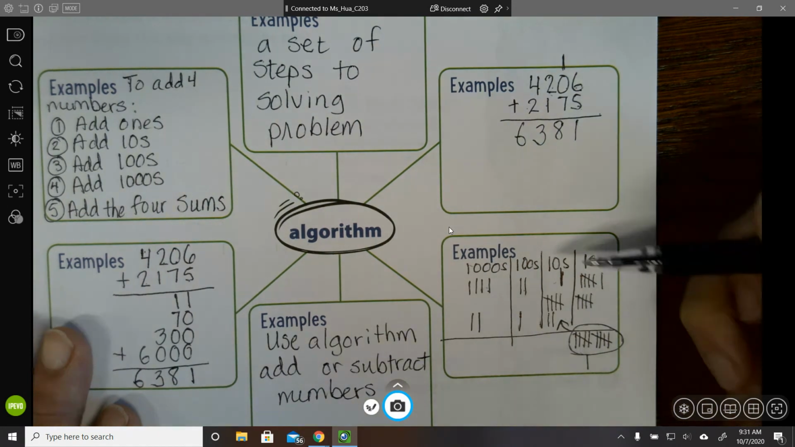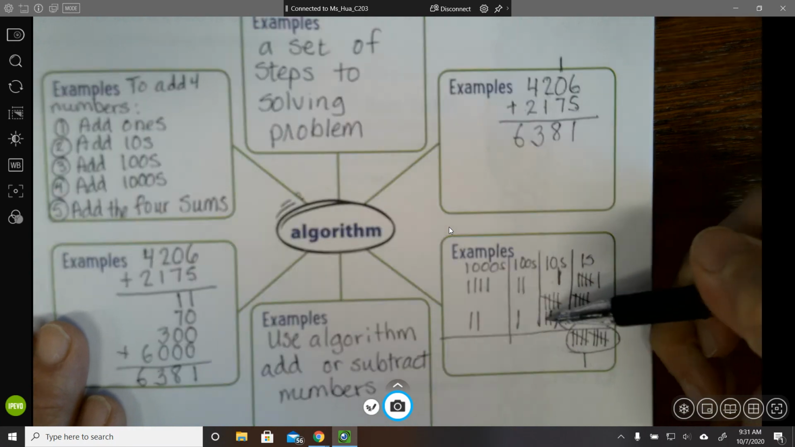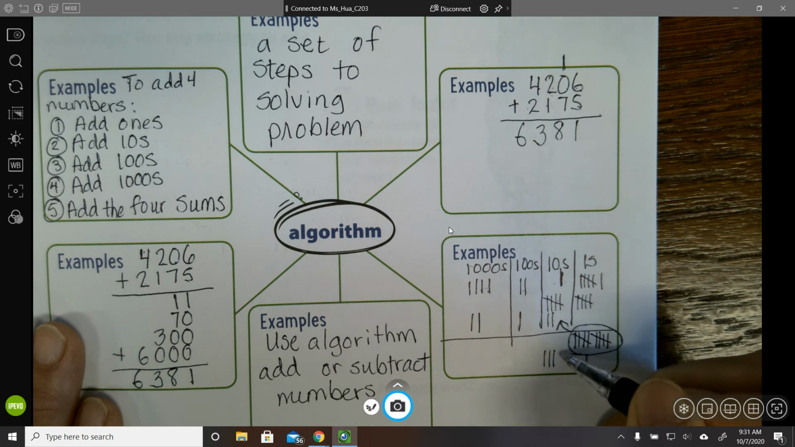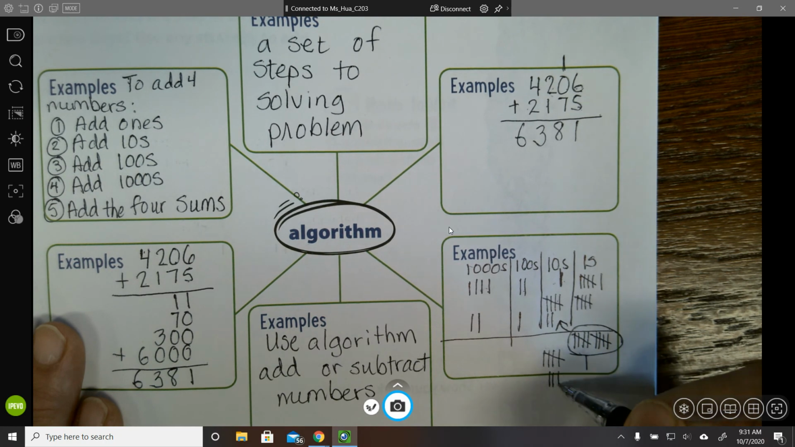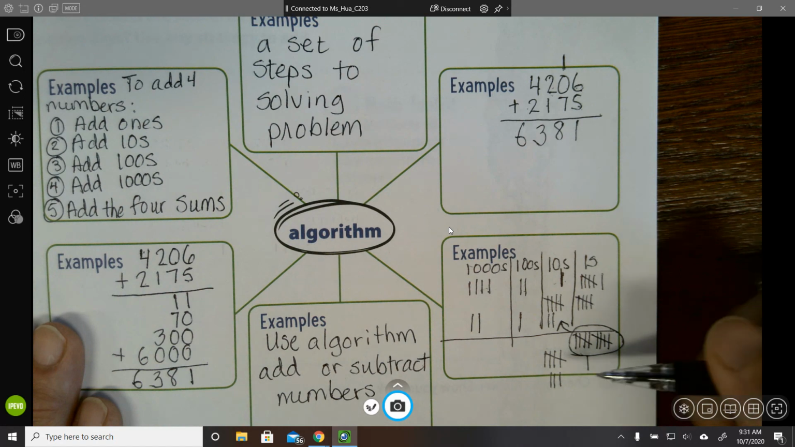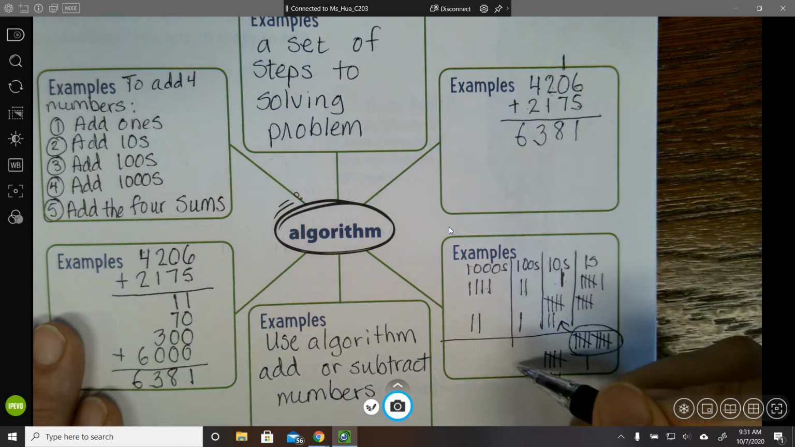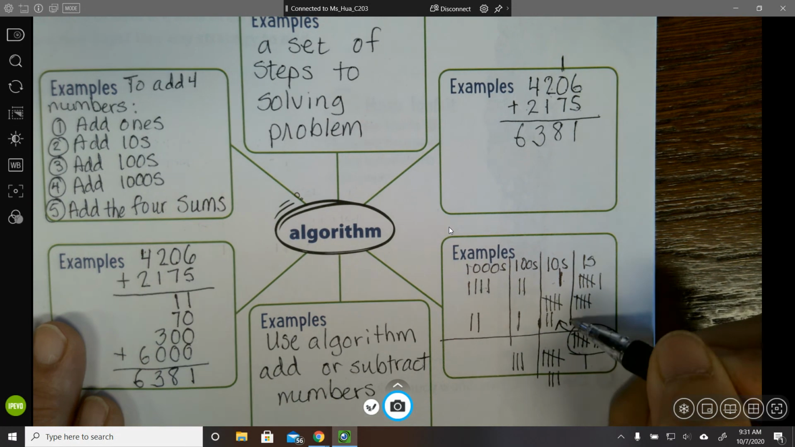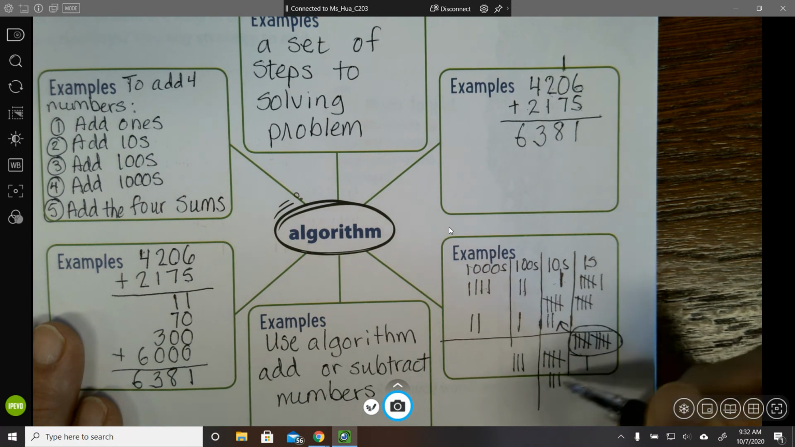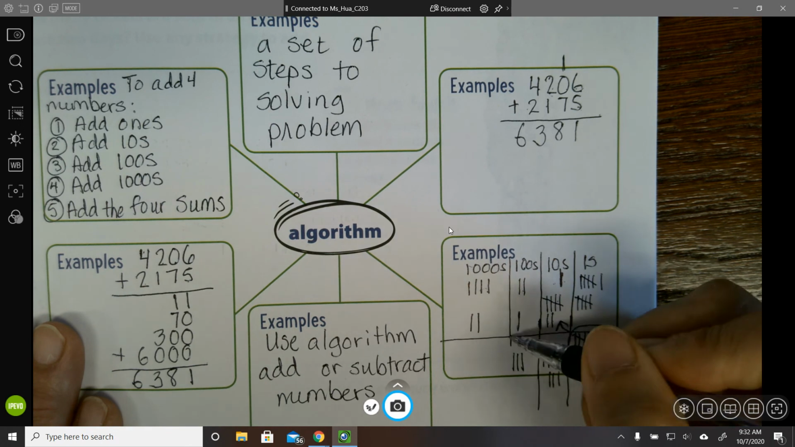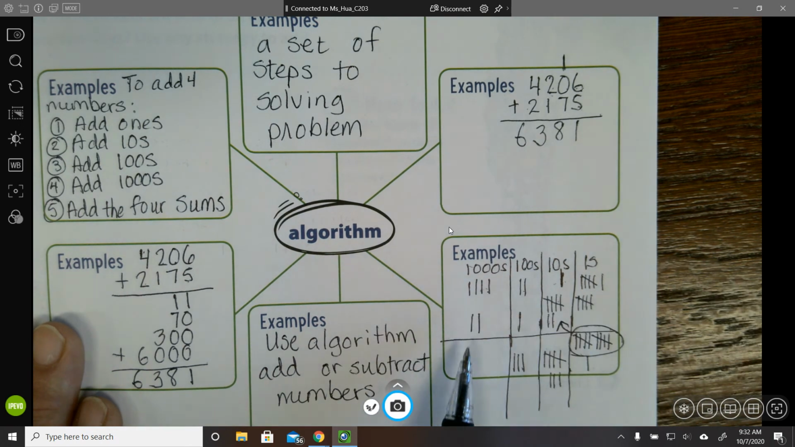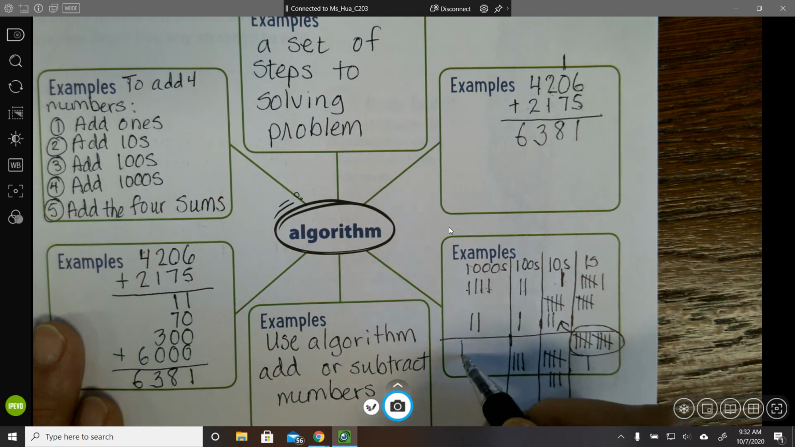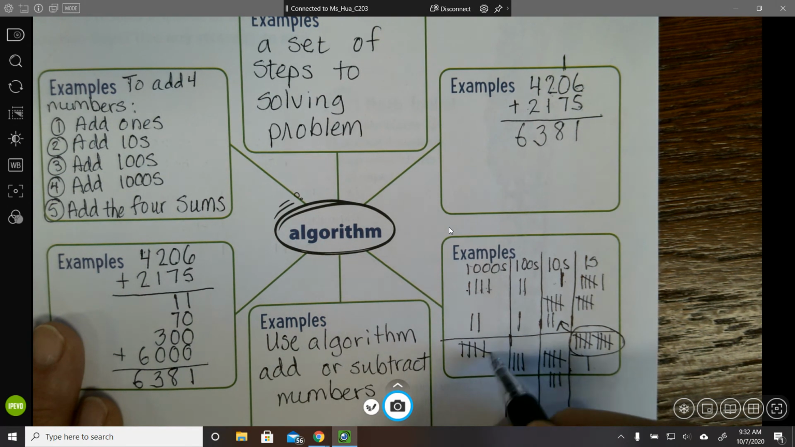Now I come to the tens place. I have 5, 6, 7, 8. So I'm going to add 1, 2, 3, 4, 5, 6, 7, 8. Okay, I don't have to trade in anything. In the hundreds place, I have 3. 1, 2, 3. And in my thousands place, I have 1, 2, 3, 4, 5, 6.